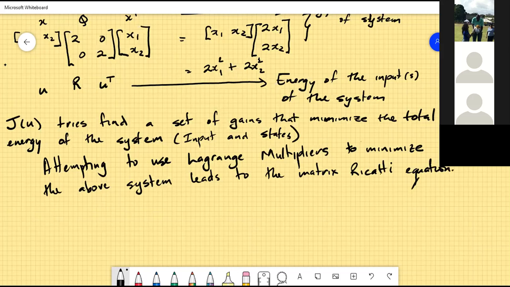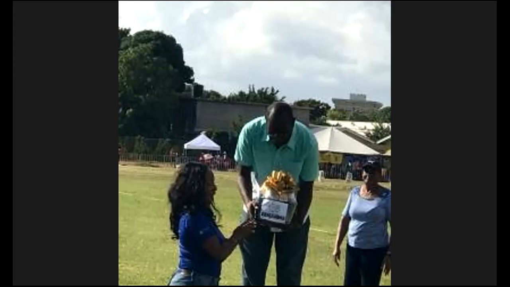All right. So when we apply the Lagrange multiplier and everything like that, we end up with a system of equations that we have to solve. So let me just go to that.